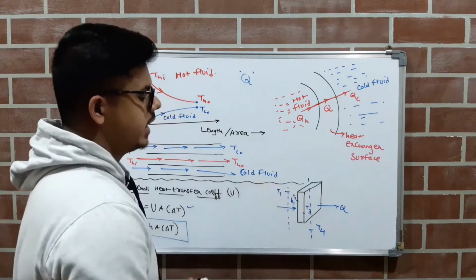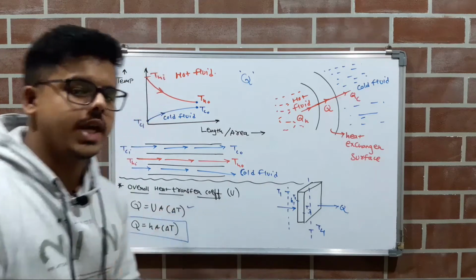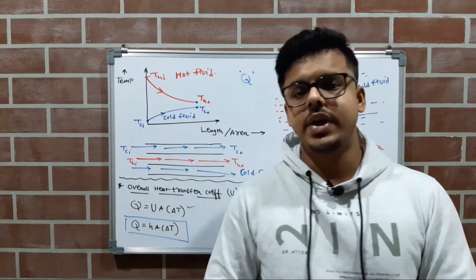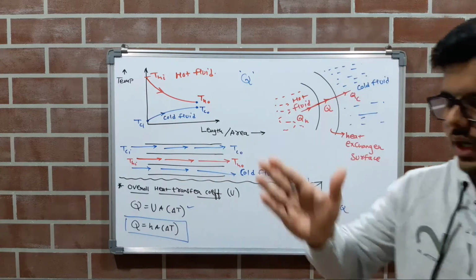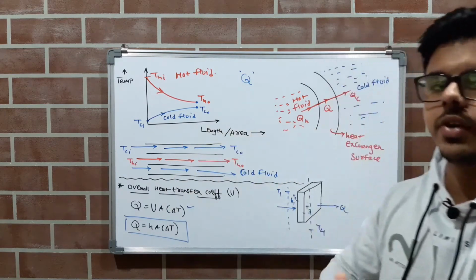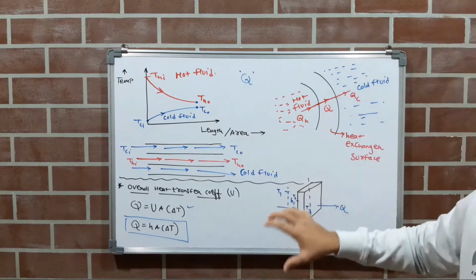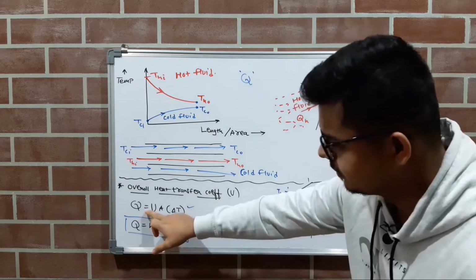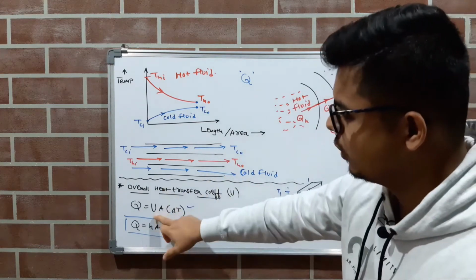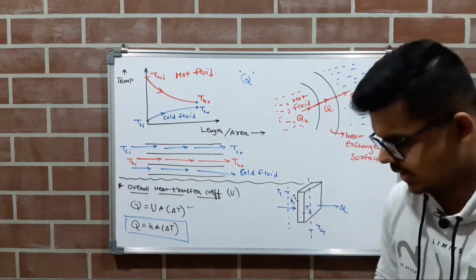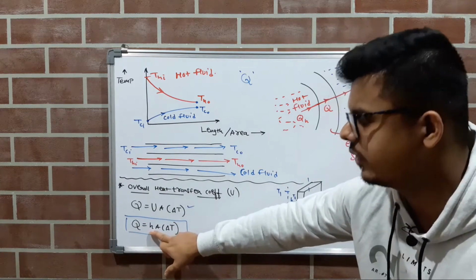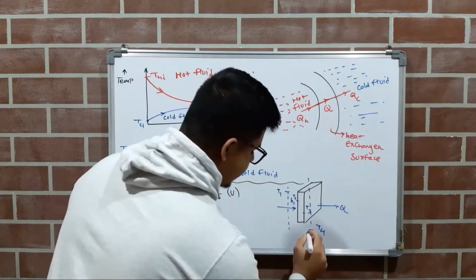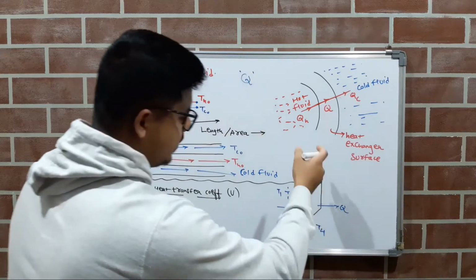So now you can see here we have fluids on both sides of the solid medium. In the condition where a solid medium separates two different fluids, and we want to know the heat transfer rate through the solid medium, then we use this formula, that is Q equals U A delta T. U is the overall heat transfer coefficient. Here h2 is the heat transfer coefficient of the other fluid, which is on the right hand side.